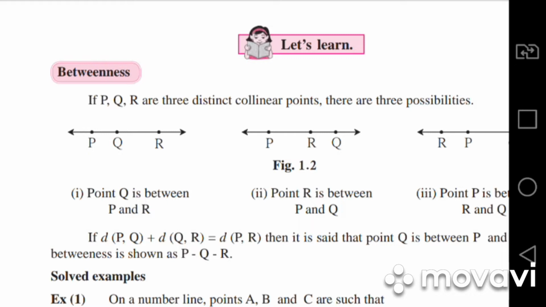Then for the first possibility, we can say distance PQ plus distance QR is equal to distance PR. That is, Q lies between P and R. For the second possibility, we can say distance PR plus distance RQ is equal to distance PQ. That is, R lies between P and Q. And for the third possibility, we can say distance RP plus distance PQ is equal to distance RQ. That is, P lies between R and Q and is written as shown.